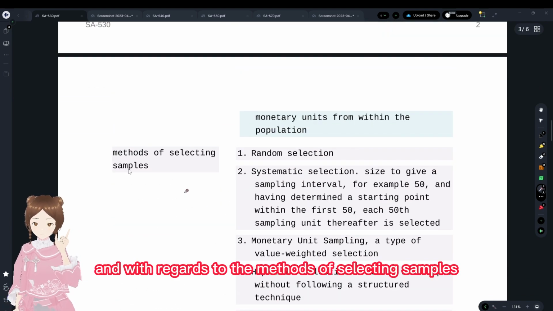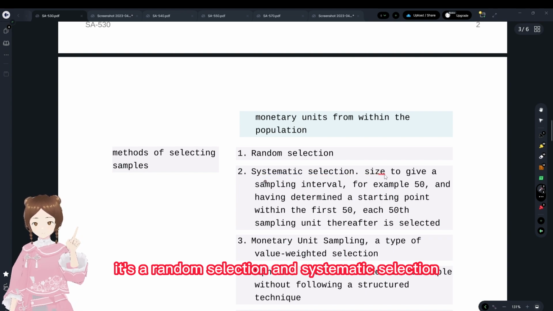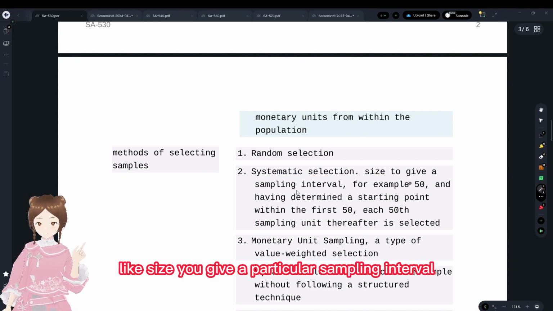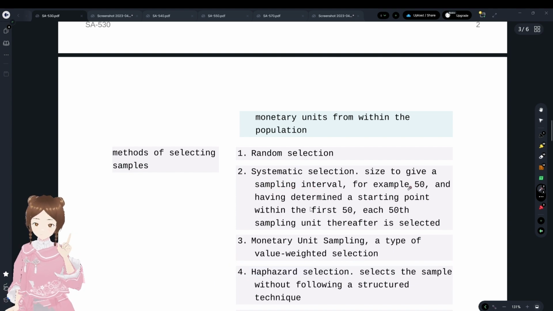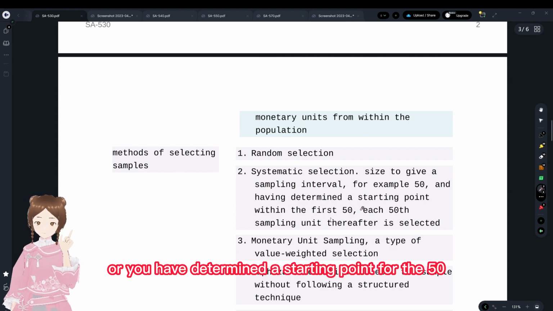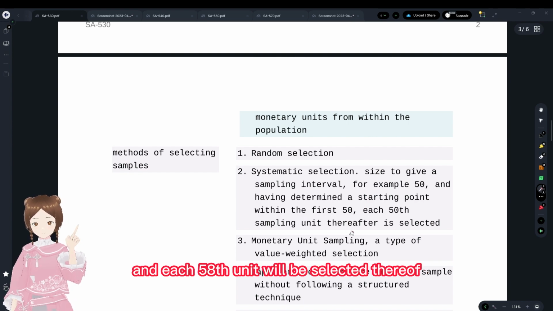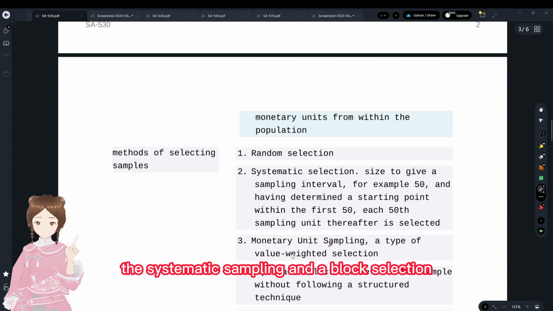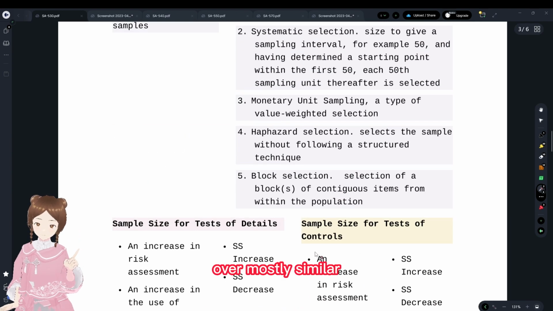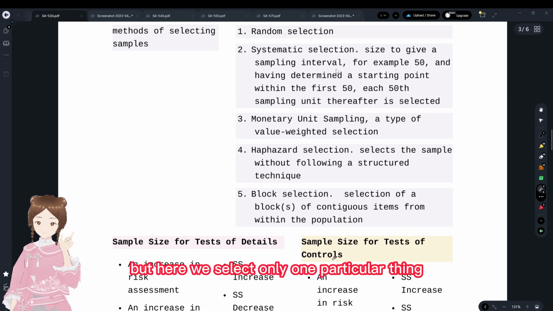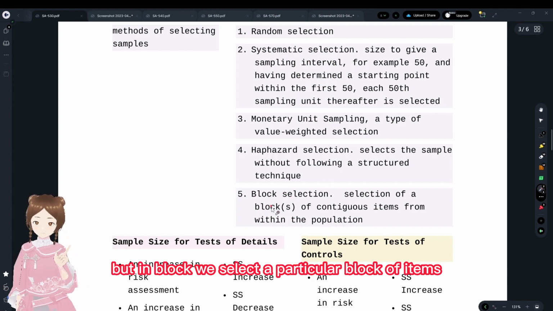With regards to the methods of selecting samples, there is random selection and systematic selection. You give a particular sampling interval. For example, you have determined a starting point and each 50th unit will be selected thereafter. Systematic sampling and block selection are mostly similar, but in systematic we select only one particular item, whereas in block we select a particular block of items.